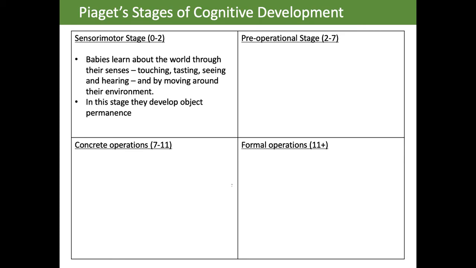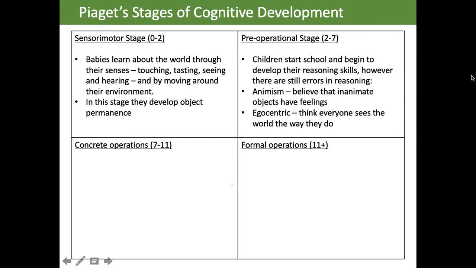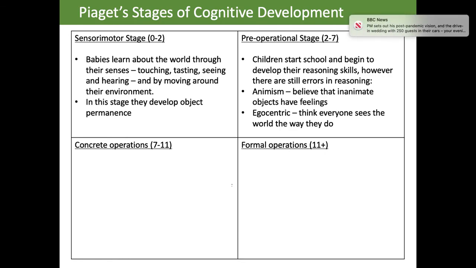Now, the next stage is when children start going to school, and so they start to develop their reasoning skills. However, there are still errors in reasoning, okay? So they're starting to understand how to reason about their world, but there are still things that they get wrong. So the first thing that they get wrong is something called animism, and they believe that inanimate objects have feelings.